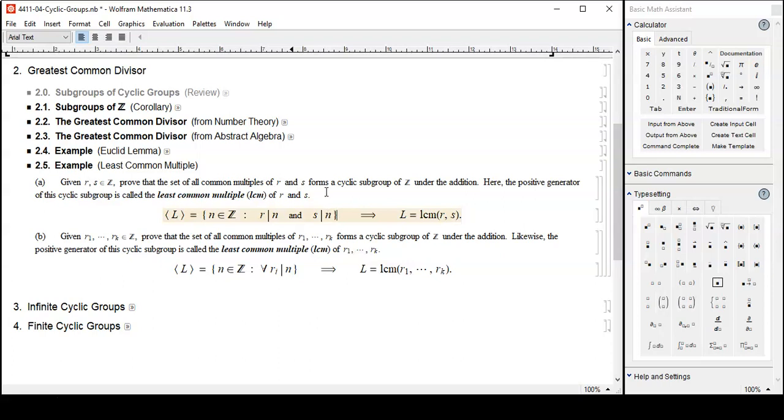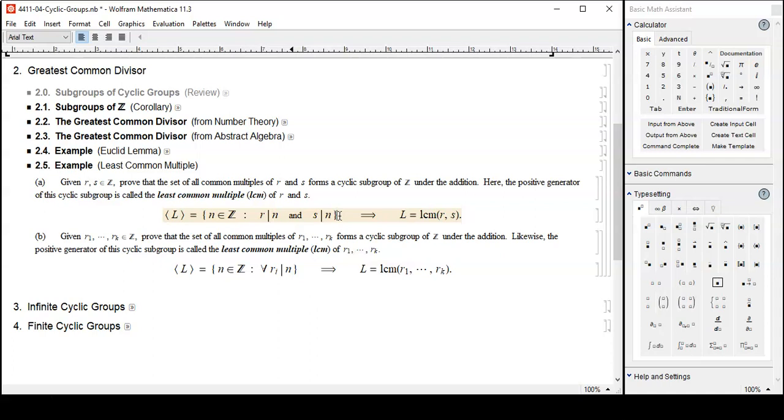so the set of all common multiples. So N is a multiple of R, and N is a multiple of S. That is, S is a factor of N, and R is a factor of N. And the set of all such N's forms a group. In other words, you have to check the three things. Closed under the addition, and then 0 belongs there, the additive identity, and the inverse belongs there.